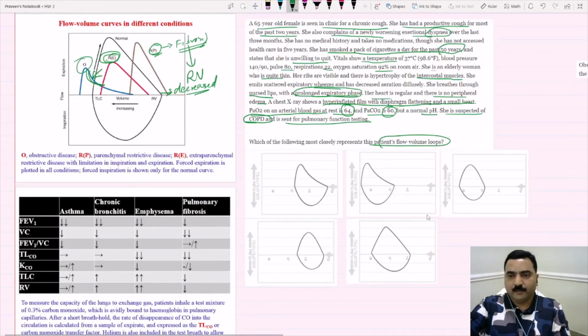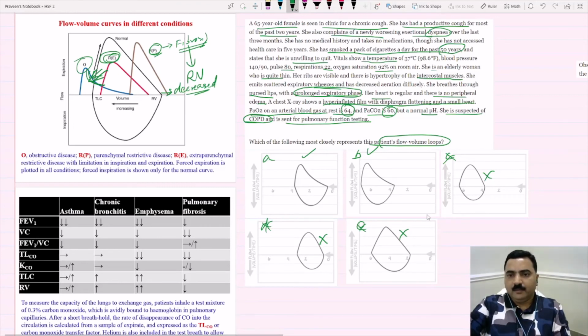Expiratory flow rate. As we have discussed, there should be this dip over here. So this one does not show the dip, this is not showing the dip, and these two are showing the dip. This is option A, this is B, this is your C, this is D, this is E. So you cross out C, D and E. Now you are left with A and B.